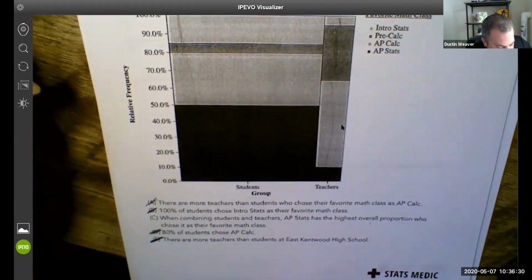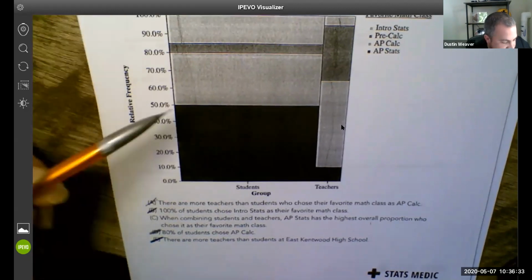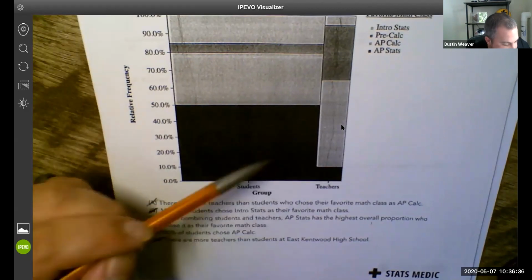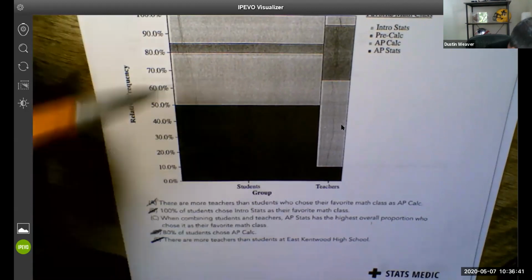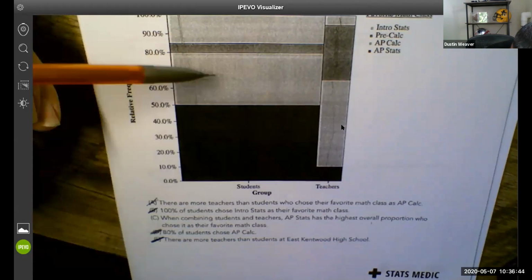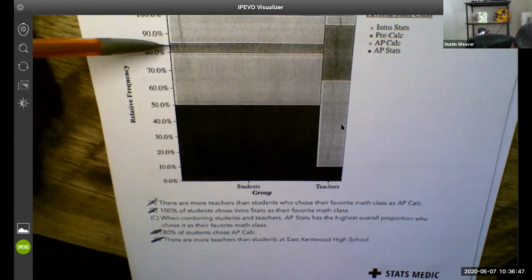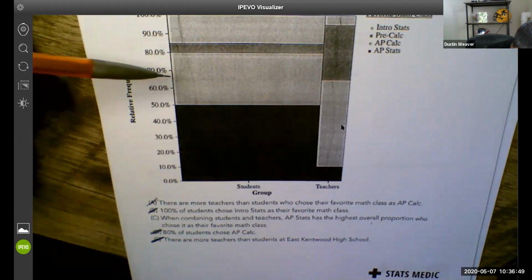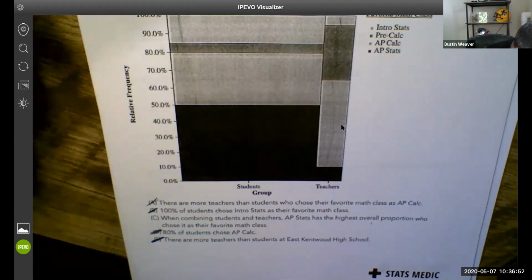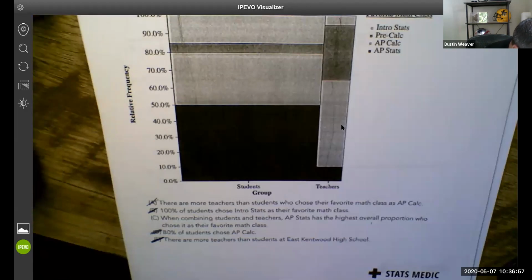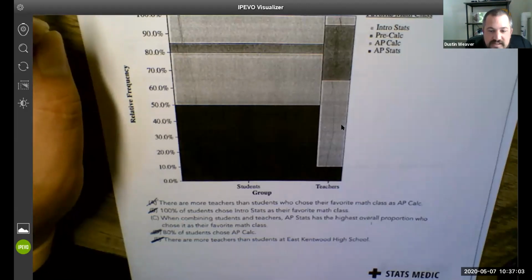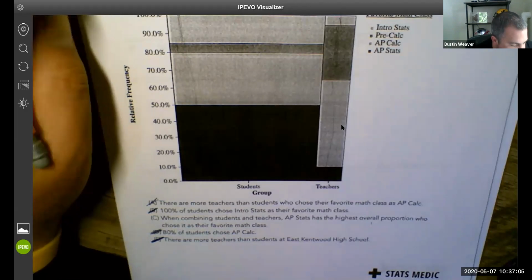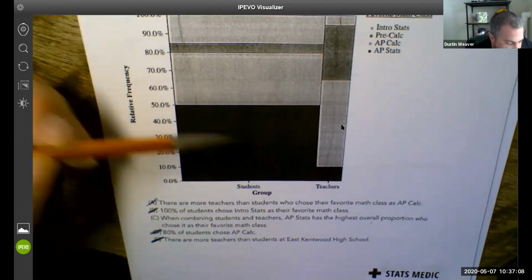C says when combining students and teachers, AP Stats is the highest overall proportion. So it actually has 60%, a little bit over 60% who chose it as their favorite math class. AP Calc has the highest overall proportion who chose it. AP Calc actually has a bigger one.